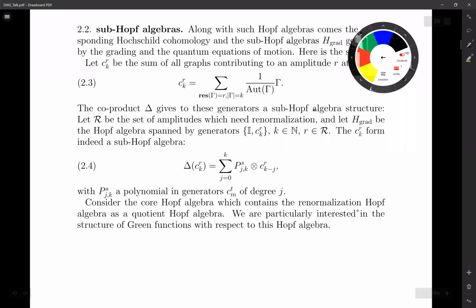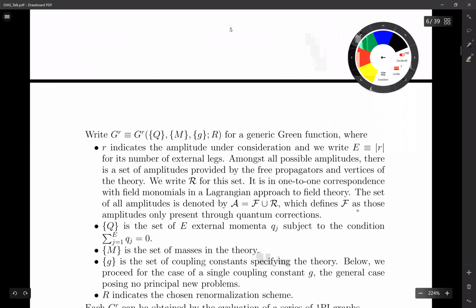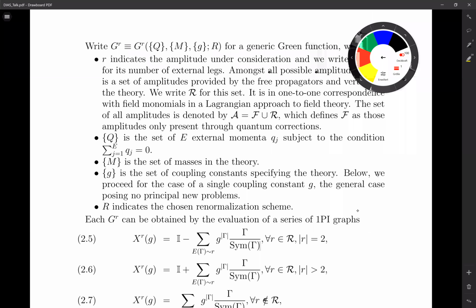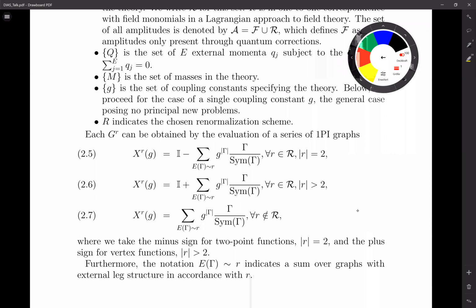And so you can make a very general setup. You have a Green's function. You specify what is your external edge structure. You specify the number of momenta in the external edges, the internal masses, the coupling constants in your Green's function, and your renormalization schemes, and that defines for you the Green's function. And then each Green's function is obtained by actually something which is a Dyson-Schwinger equation. Well, not yet. This is certainly giving you just a sum over all graphs with the desired external leg structure, and you're summing basically over all loop numbers, which you have.